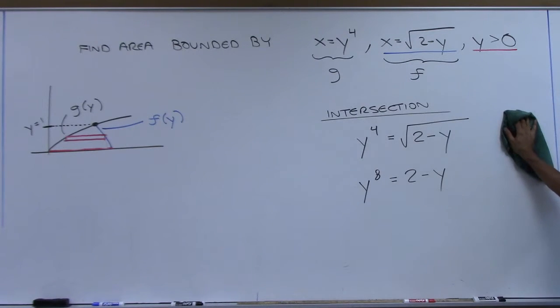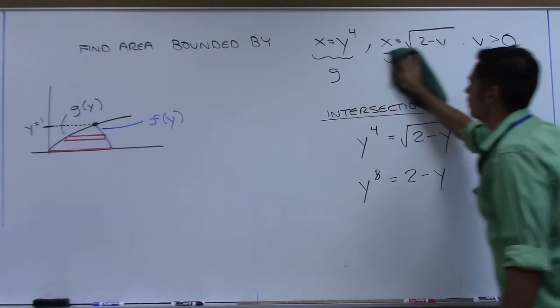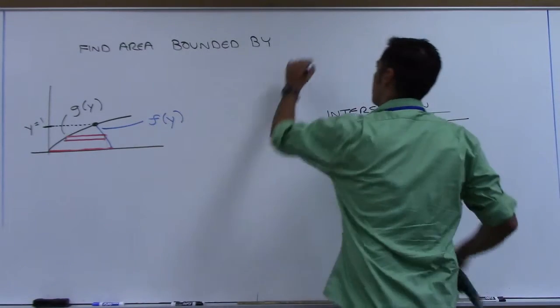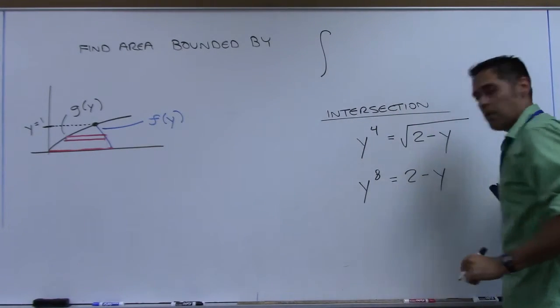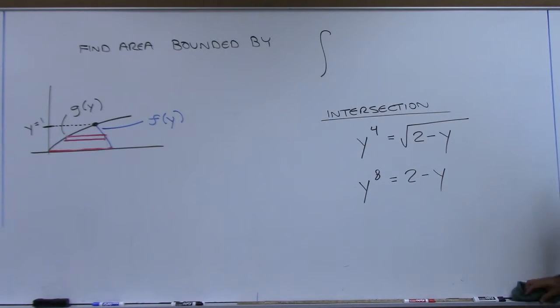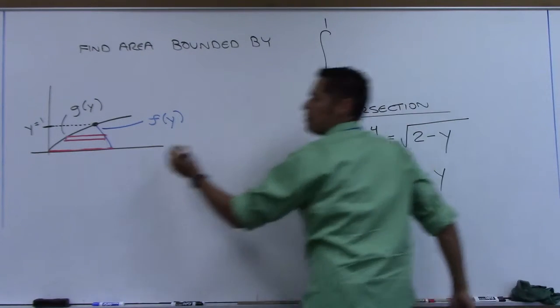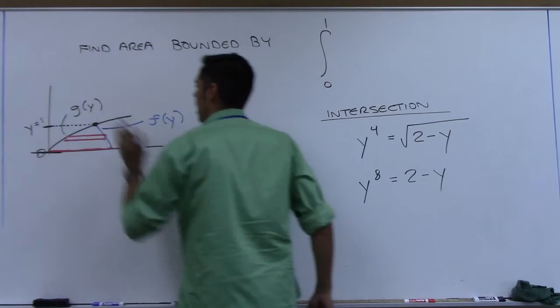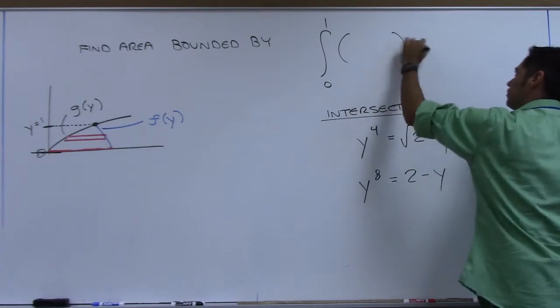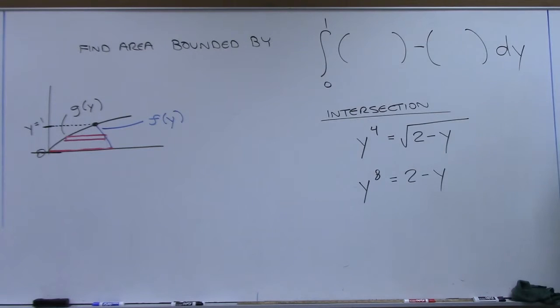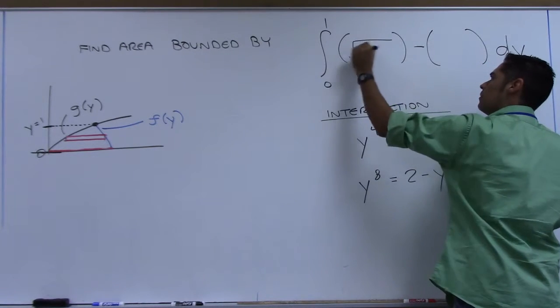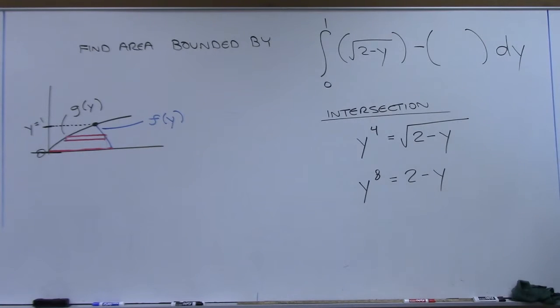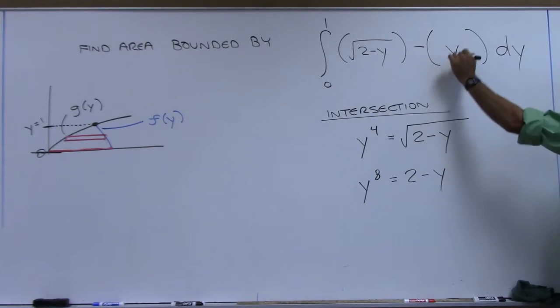May I set up my integral? All right? Okay, where is it going to be from? 0 to 1. Remember, 0 is this bottom piece, right? We're going from here to here, 0 to 1 on the y-axis. And then it's going to be something dy. So which one goes first there? The square root one, right? The blue one. Square root of 2 minus y. And then the other one, y to the 4th.